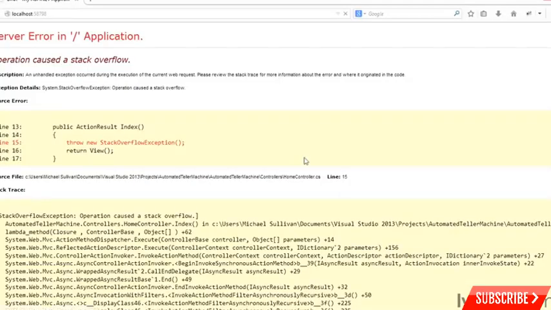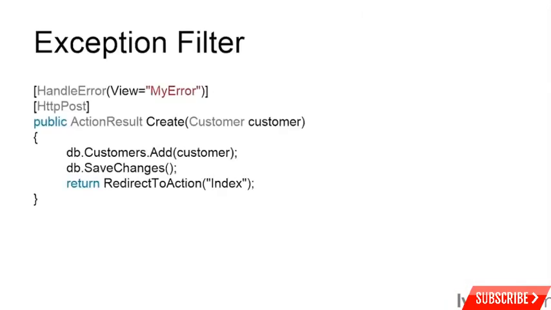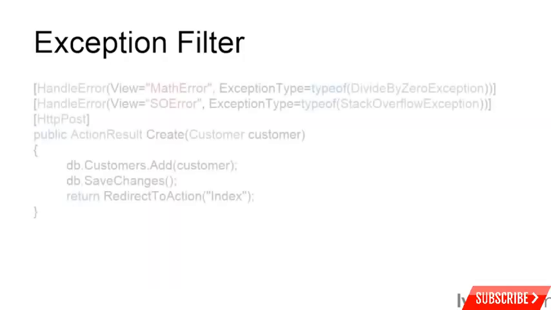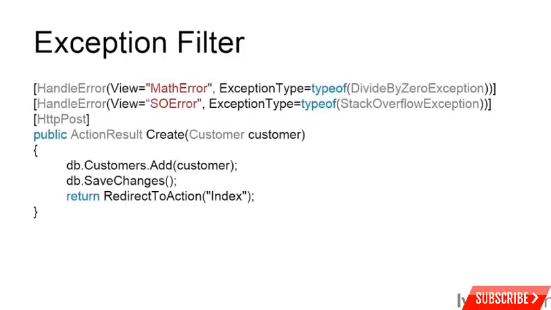And editing web.config and saving should cause a restart, so we can just refresh this page and see the error view. Even though this filter is already applied globally, you still might want to apply it to a method or controller in order to specify a different view using the view parameter. And you can also specify different error views for different types of exceptions. In this example, a divide by zero exception would show the math error view, and a StackOverflow exception would show the SO error view. Any other type of exception would show the error view since it would get picked up by the global handle error filter.